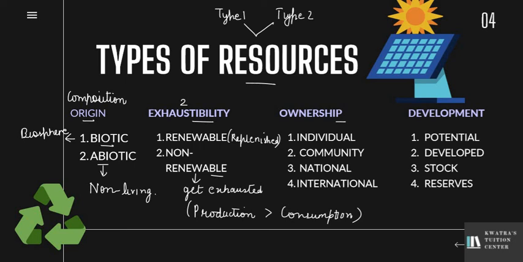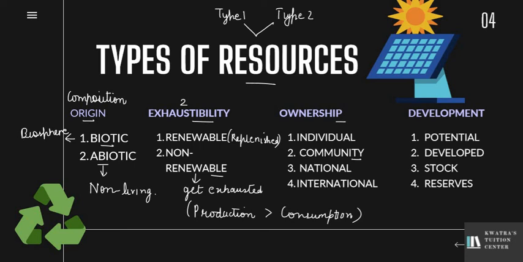So, now I have ownership resources. On the basis of ownership, I can divide my resources as individual resources. For example, we have a house, that is our own house, private property. Maybe you have utensils in your house, so they are your family utensils. So all such resources are individual resources.